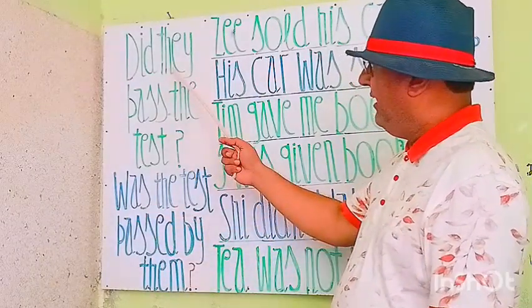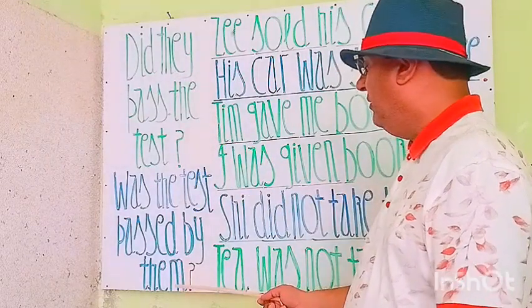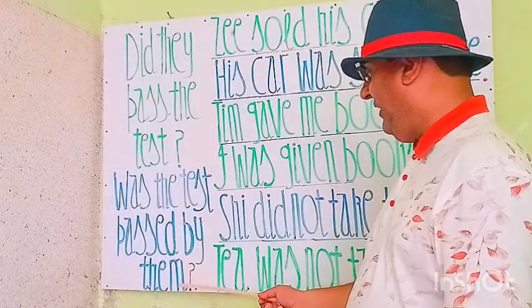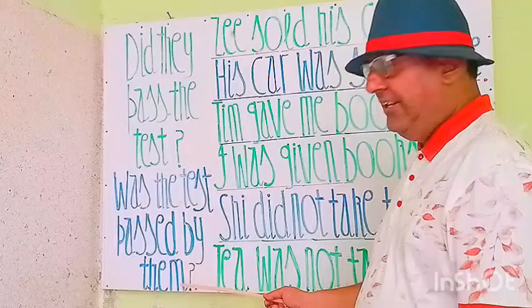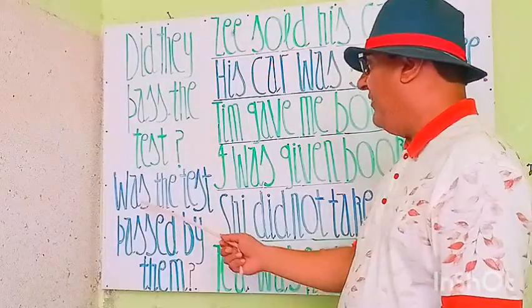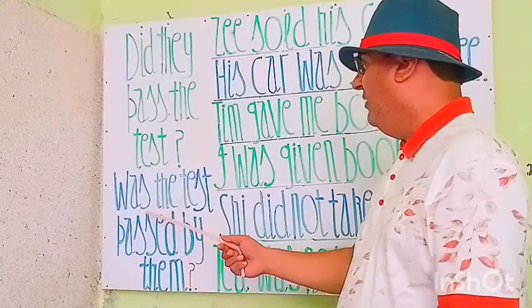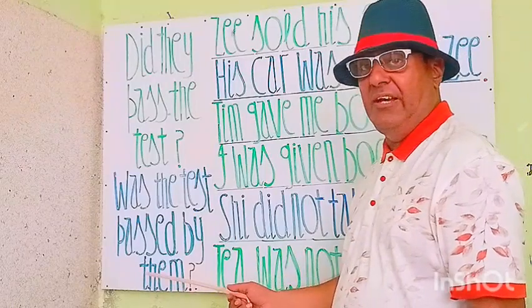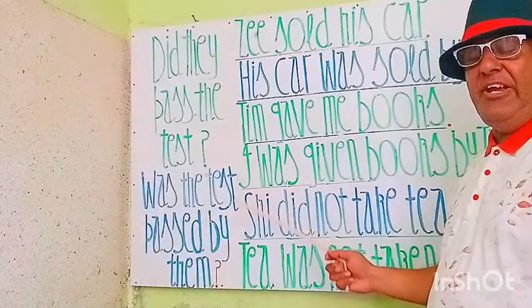They is a subject and we needed objective form. Objective form of they is them. That's why we write here them and interrogative sign. Was the test passed by them? क्या इम्तिहान उनसे पास किया गया?